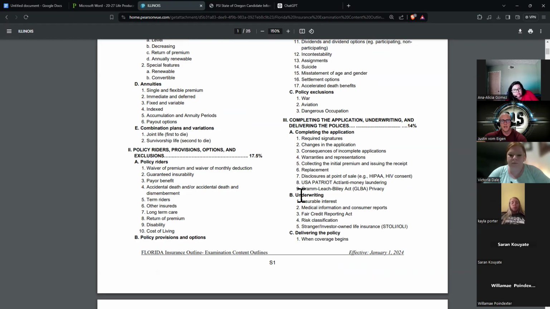Okay. Next, we're going to go over underwriting. So insurable interest. Insurable interest means that the person who owns the policy is going to have some sort of financial loss. Okay, and they look at insurable interest for the beneficiary as well. So the person benefiting from the death of someone has to actually have a loss in their death.